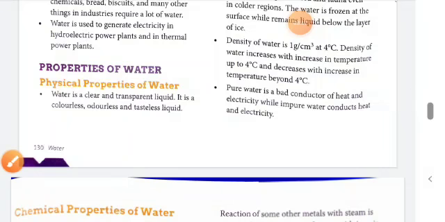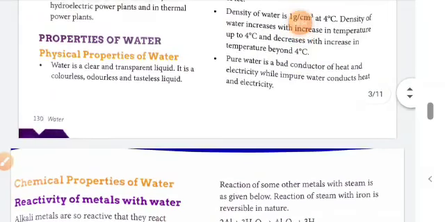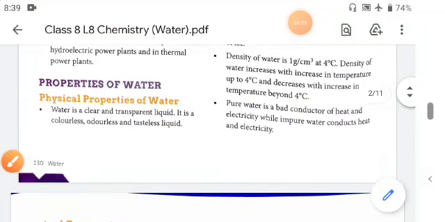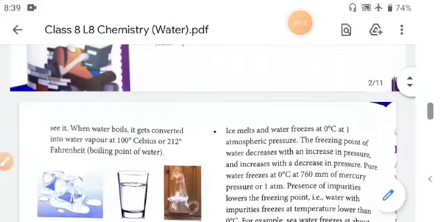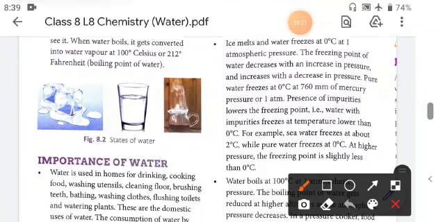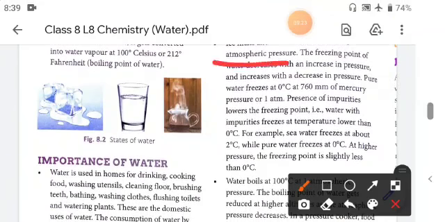Okay, now properties of water. So two types of properties are there. First is physical property and second is chemical property. So first we will study about the physical property of water. Water is clear, that means colorless, transparent liquid. It is odorless and tasteless liquid, and ice melts and water freezes at 0 degree centigrade at 1 atmospheric pressure.